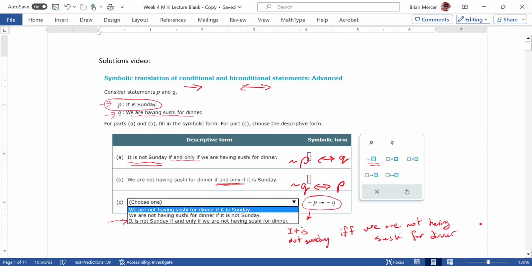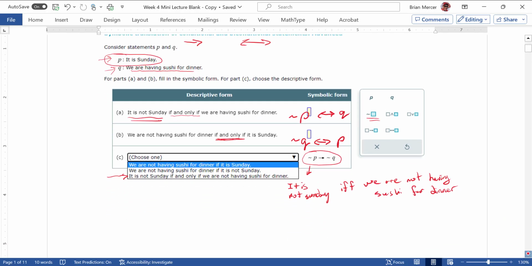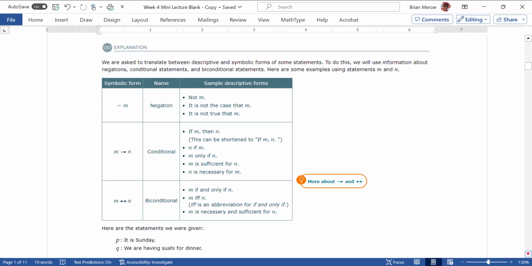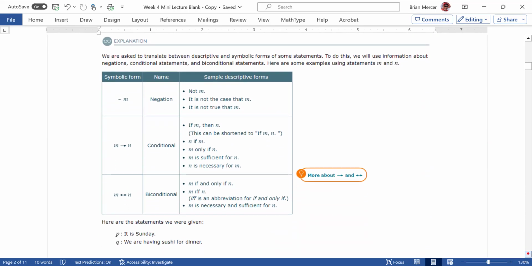Something I'll point out before ending this video, I've got the ALEKS explanation pulled up here on the next page. Just some nice summary here. In symbolic form, if you have not M, that's the negation of M, and there are a couple different ways to say that. The most straightforward is just not M. So you say it's not the case that it's M, or it's not true that it's M. As you see these verbal descriptions and try to write them in symbols, there are several different ways of saying them.